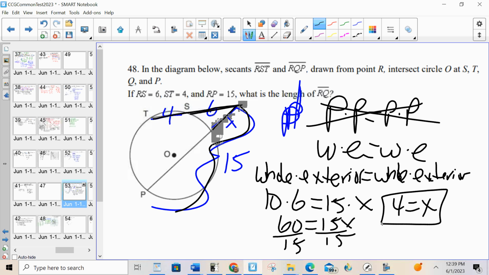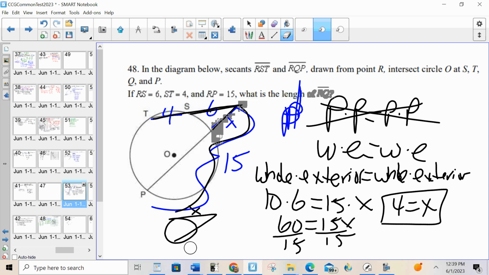If you had a tangent, the whole is the exterior. So just be aware of that. If you have a tangent and a secant, let's say this is X, the whole would be X and the exterior would be X as well. Either way, it's always whole times exterior equals whole times exterior.